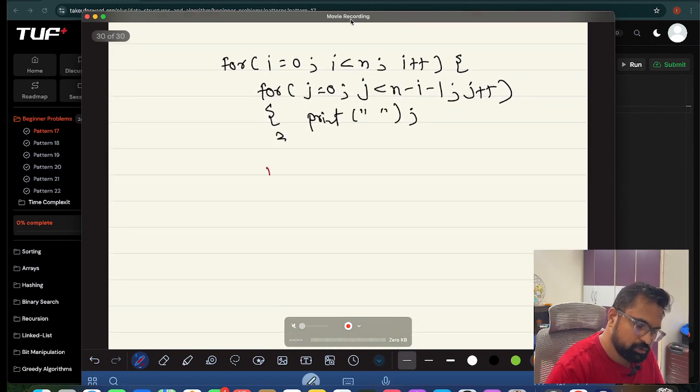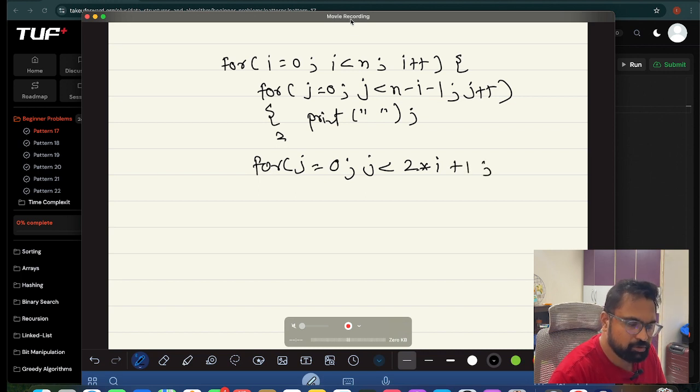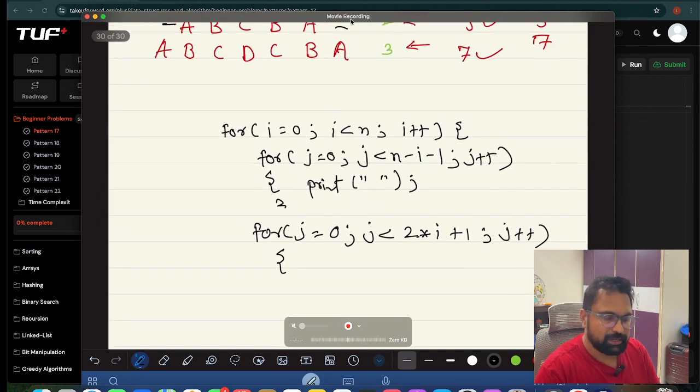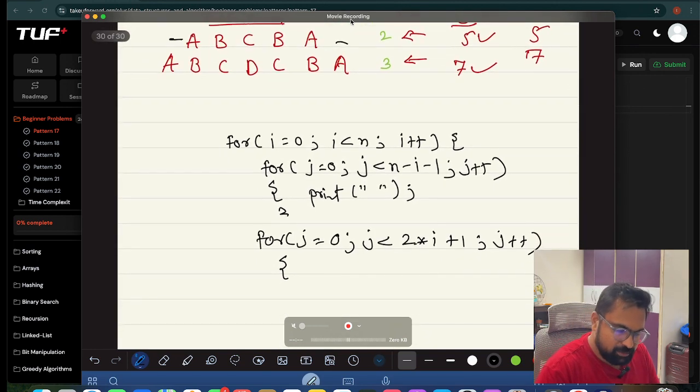Yes, this can be our formula. So let's write it here: int j equal to 0, j is less than 2 into i plus 1. These many times we want to run the loop, then j plus plus. Like this we want to write some logic to print the characters. Till now it is clear.